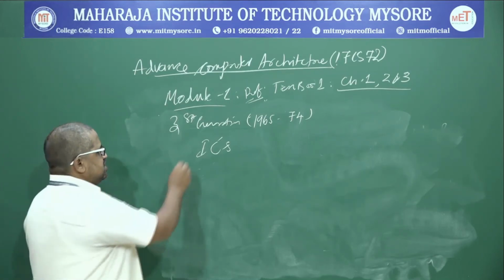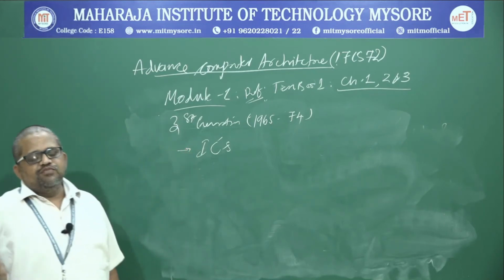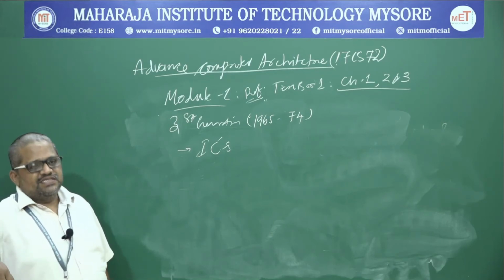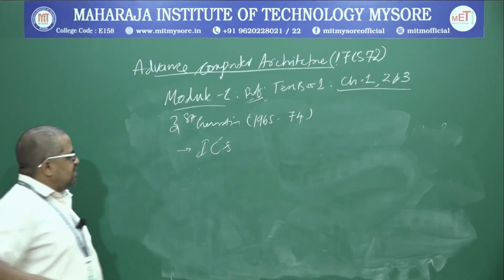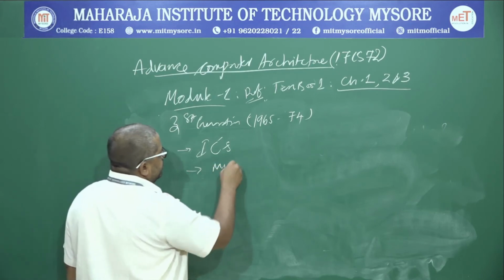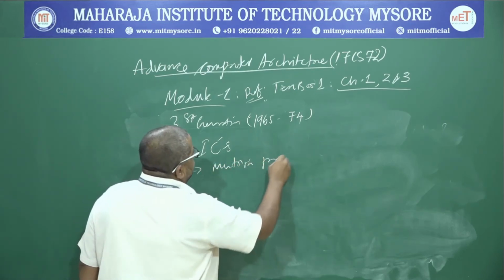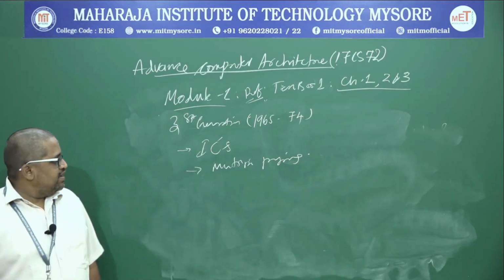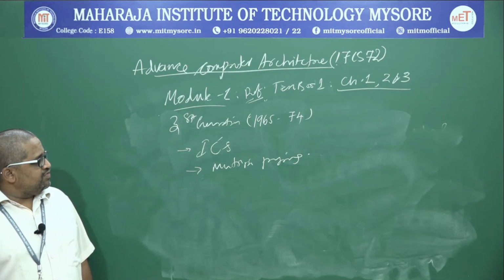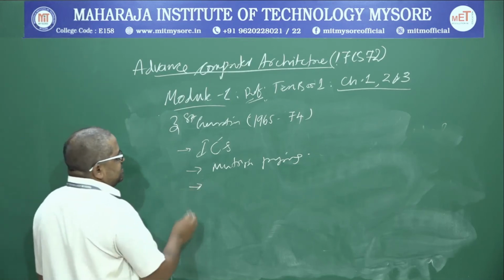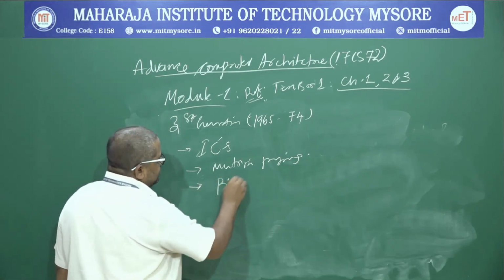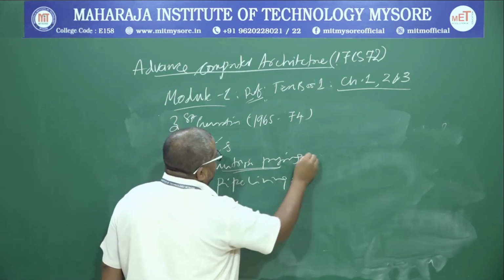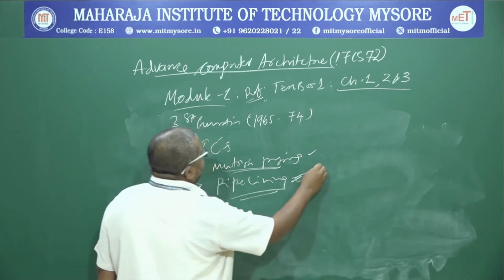Now, the technology was, from vacuum tubes they moved to discrete transistors, from discrete transistors they moved to integrated circuits, and then along with this they were able to perform multiple programming. If they were able to perform multiple programming, then they started to use the concept of pipelining. Multiple programming and the concept of pipelining.